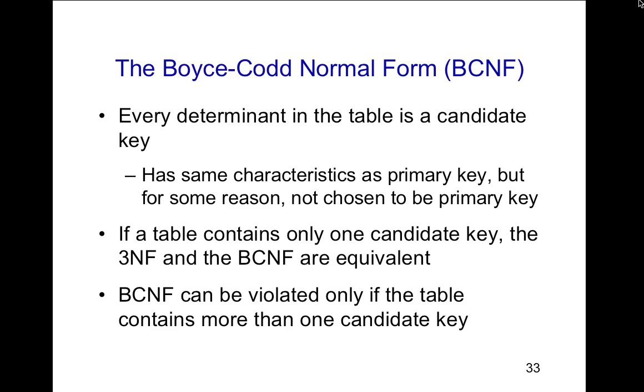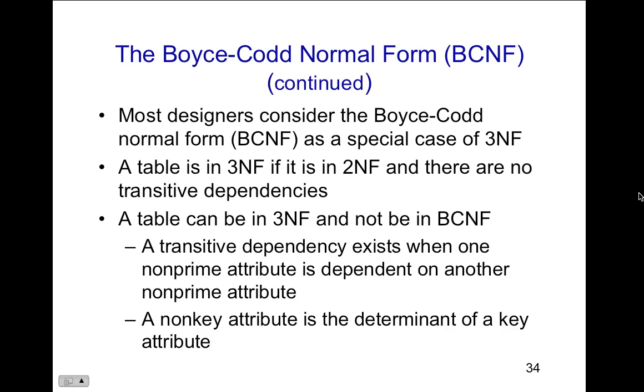So BCNF format makes your SQL queries more reliable. Third normal form makes your data storage more reliable, if you want to think of it that way. So if the table contains only one candidate key, the third normal form and the BCNF are equivalent. Your table's in the same format. BCNF can be violated only if the table contains more than one candidate key.